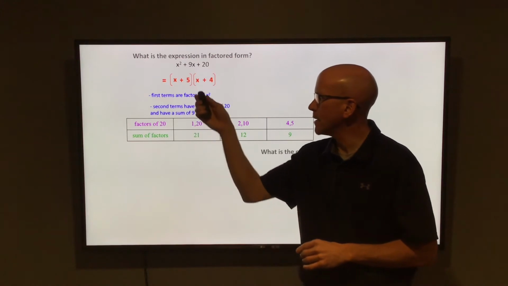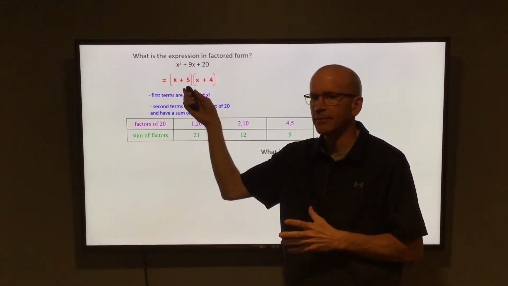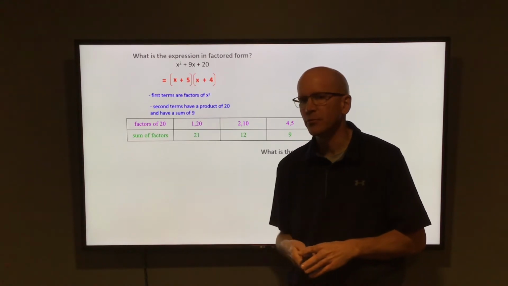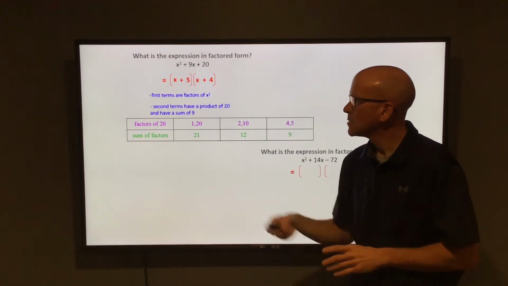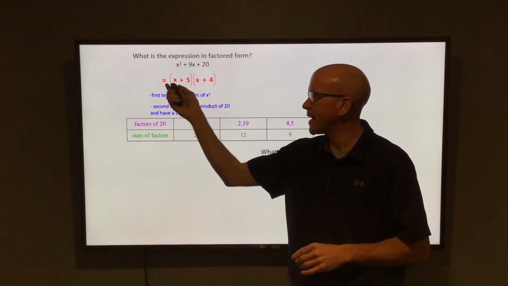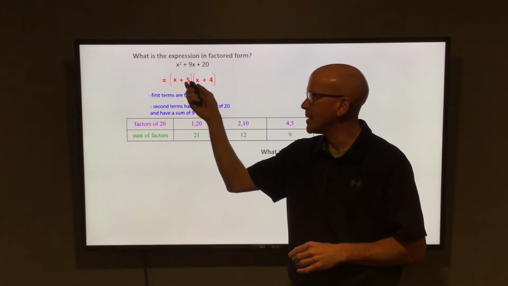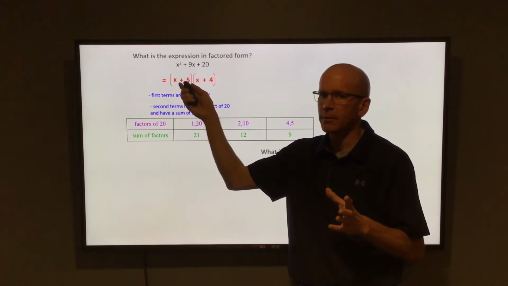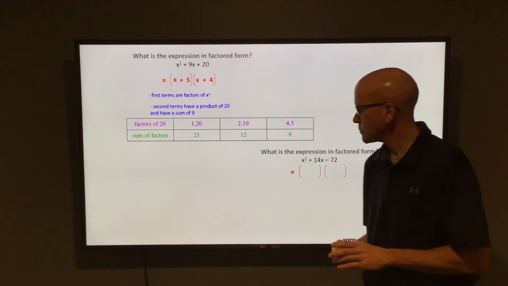Now again, it doesn't matter what order you put those down in. It could be x plus 4 times x plus 5, or it could be x plus 5 times x plus 4. Multiplication, you can move it around. It doesn't change the outcome. So that x squared plus 9x plus 20, that factors into x plus 5 times x plus 4. You could multiply those back together with the FOIL method or distributive property, and you would get what you started with. That would be one way to check it.